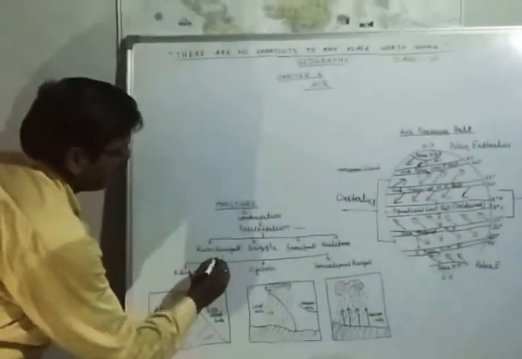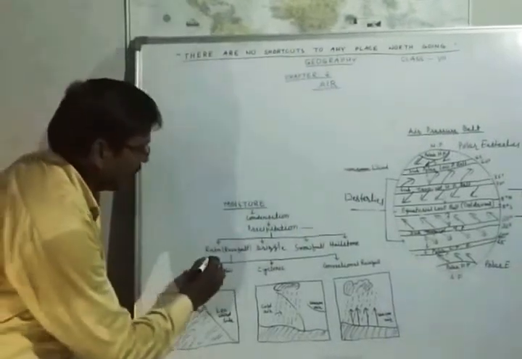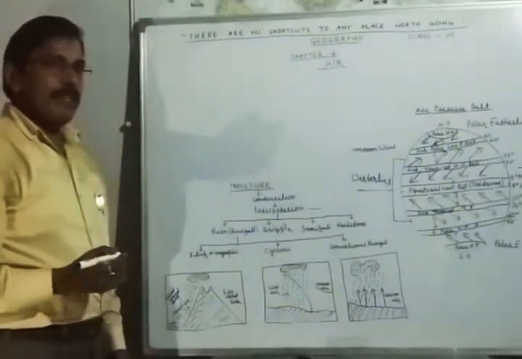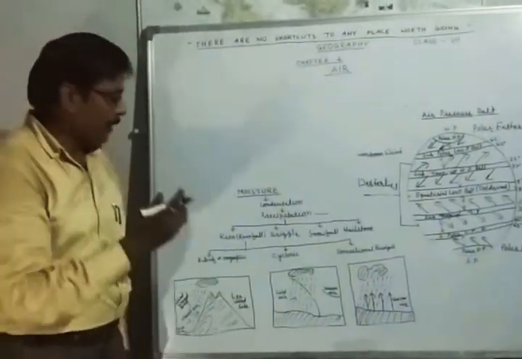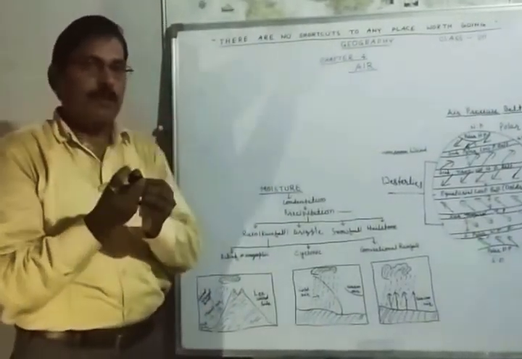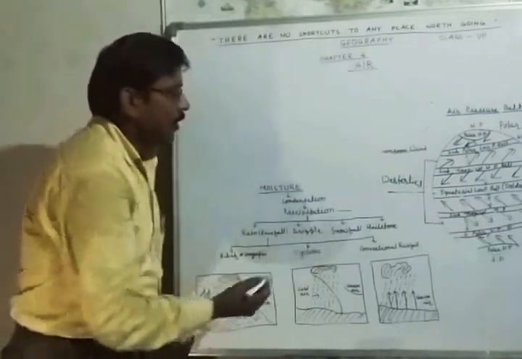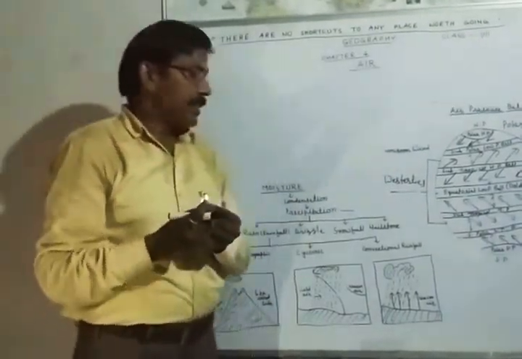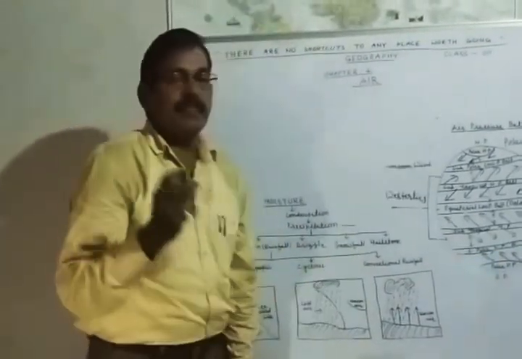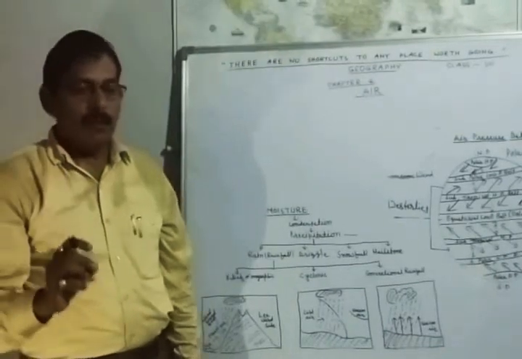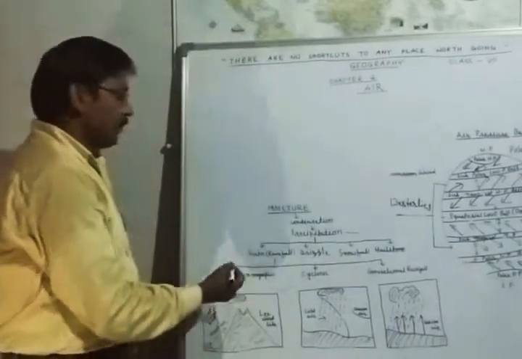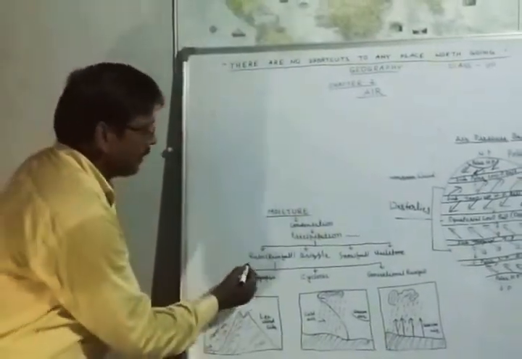This precipitation may be in four forms: rain, drizzle, snowfall or hailstone. When the moisture comes as water droplets, that is called rain. When the moisture comes as very small water droplets, this is called drizzle. When the precipitation comes in ice form, that is called snowfall. And when sometimes ice particles come down on the earth's surface, this is called hailstone. Okay, so the most common form of precipitation is rain or rainfall.